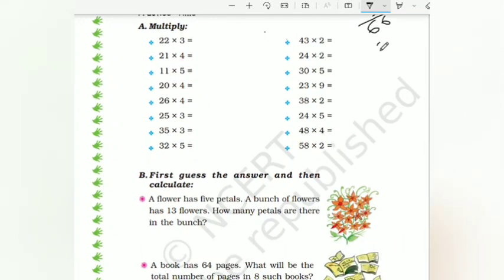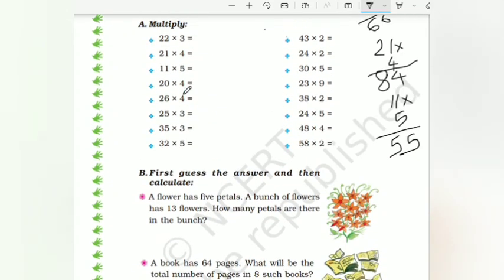Then next we can write 22 times 4. How to write this? 4 into 1, that is 4. 4 times 2, 8. So the second one answer is 84. Then the third one, 11 times 5. How much is it? 5 times 1 is 5. 5 times 1 is 5.